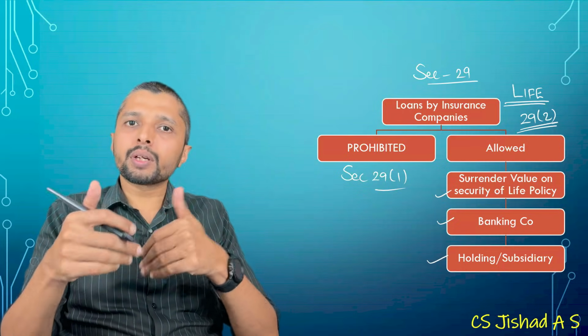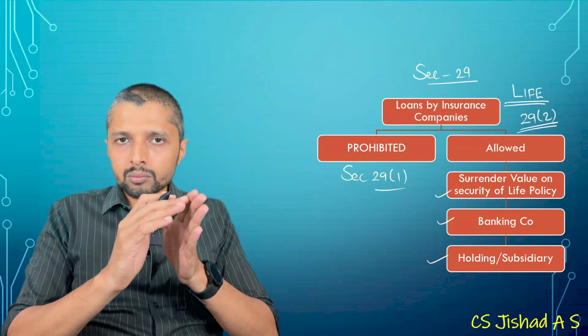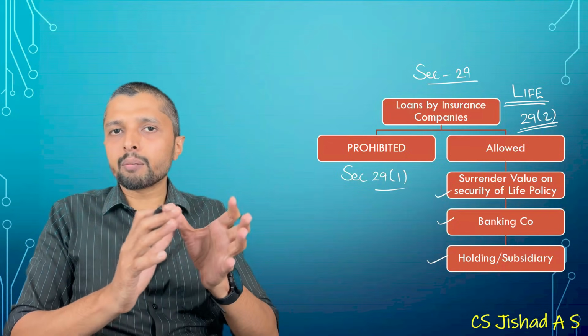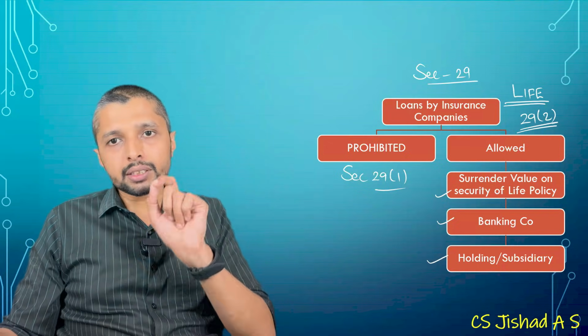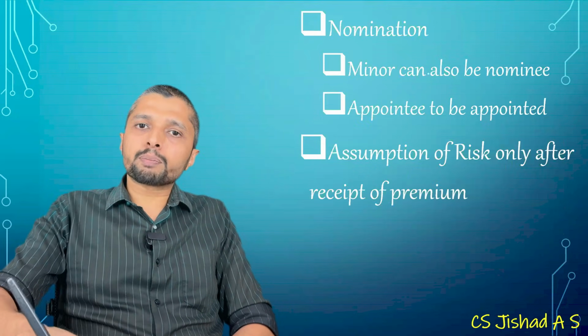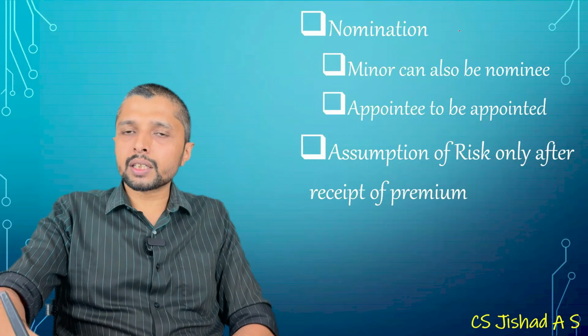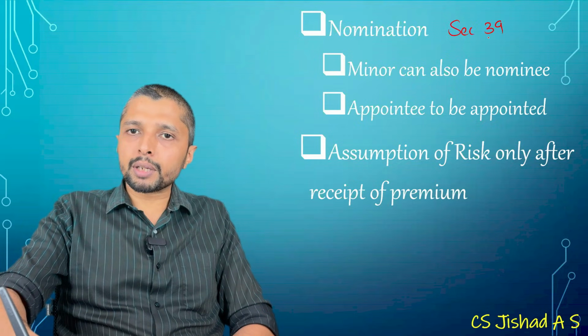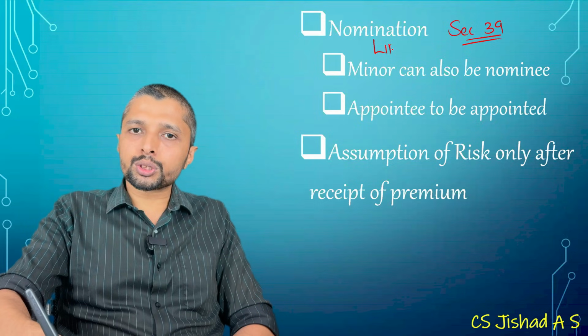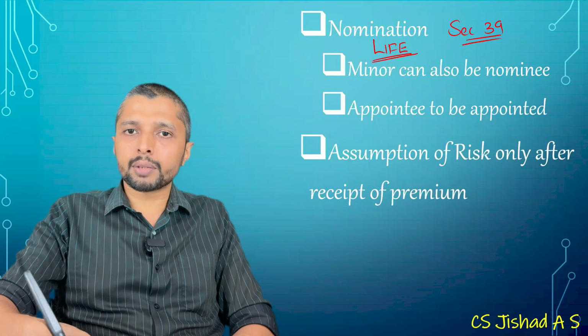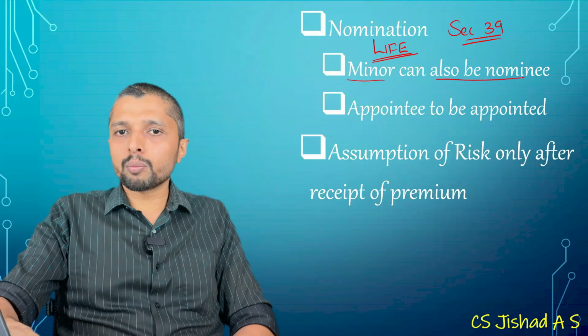Then to banking company it is allowed. Then to holding company, subsidiary company after satisfying certain requirements. With respect to the provision of nomination, nomination is specified under section 39, which is applicable only to life insurance policies. Nomination is applicable. Minor can also become nominee.